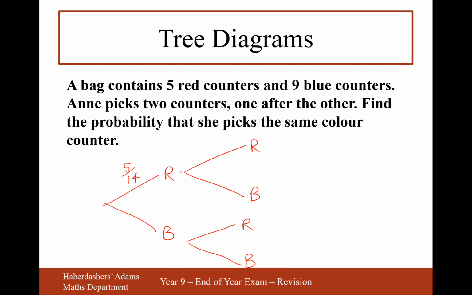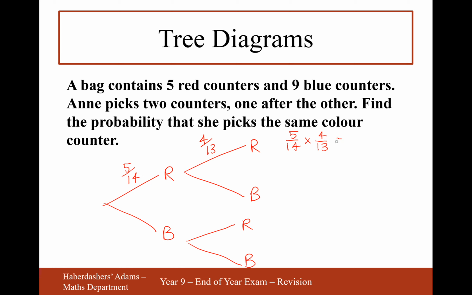Now, after you've picked one red, you've got one red less. You've only got 4 red counters left. And then, after you've picked one of the counters, you've got 1 counter fewer. You've now got 14 counters left in the second pick. You've got to pick out of 13 red counters. And the probability of going red then red, you can calculate by multiplying the fractions together.